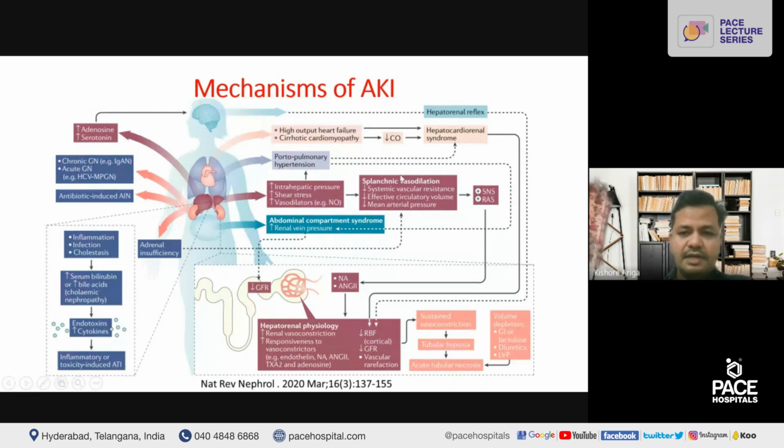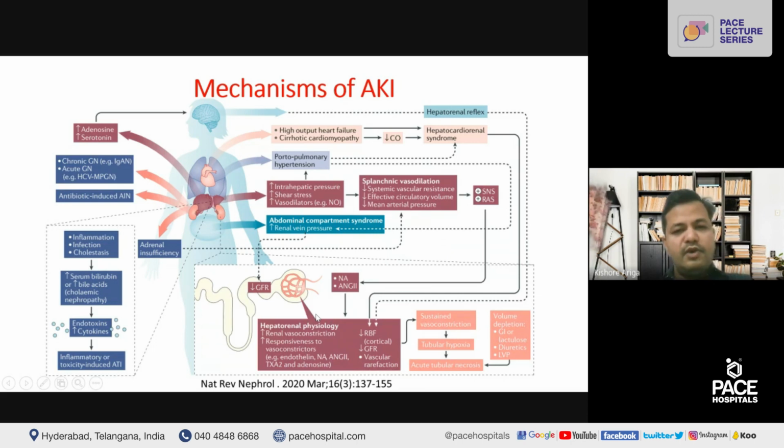There is predominant vasodilation, so it will lead to pooling of the blood in the splanchnic circulation, and this will lead to decreased vascular resistance, and blood pressure will fall down. As the blood pools in the splanchnic circulation, there is not much blood left over in the other part of the circulation. So there will be decreased effective circulatory volume. Absolute volume may be fine, but effective circulating volume will be less. So the body will sense that there is less blood volume. So it will lead to activation of the sympathetic nervous system and renin-angiotensin system, and that will lead to production of noradrenaline and angiotensin 2, and this will cause intense renal vasoconstriction.